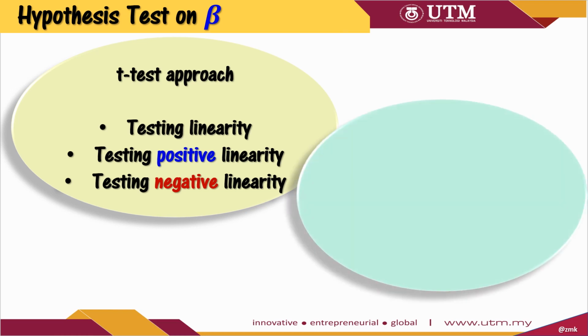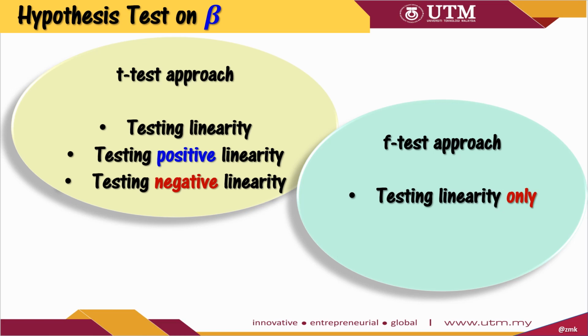Alternatively, you can use an f-test approach. However, this f-test approach can only be used if you are interested to test if there is any linearity between the two random variables, where constructing an ANOVA table can be helpful in finding the f-test statistic for this approach.